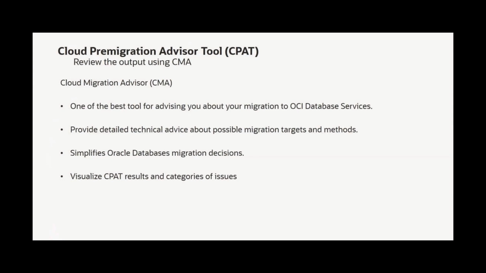If you recollect, I had mentioned using CPAT output as input to other tools like Cloud Migration Advisor, aka CMA. CMA is a tool that can advise you about your migration to Oracle Autonomous Database, Oracle Exadata Cloud@Customer, Oracle Exadata Database on dedicated infrastructure, and other OCI database services and more. Basically, CMA can analyze the CPAT output of a collection of databases and advise you about the best possible migration methods and also which databases are easiest to migrate from a technical perspective.